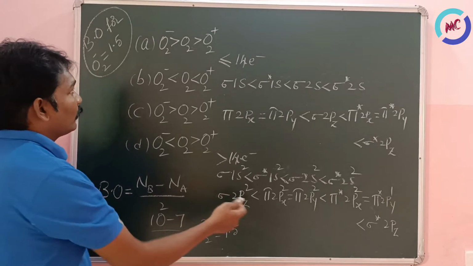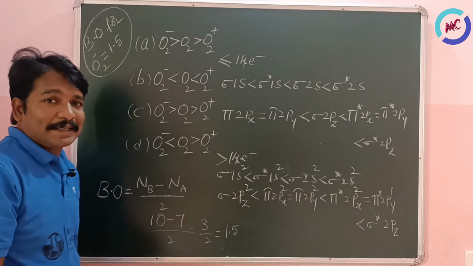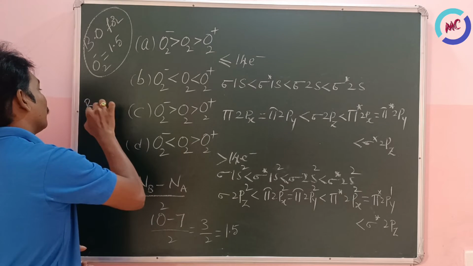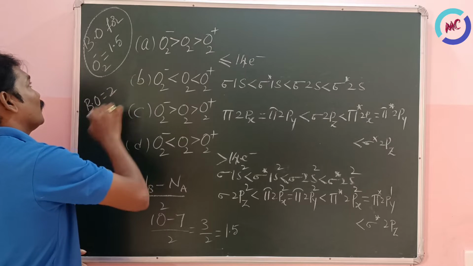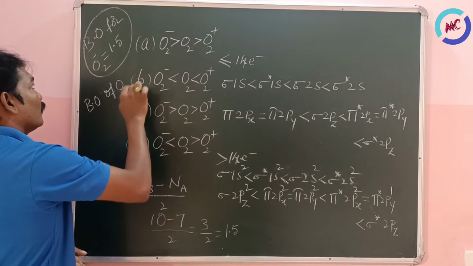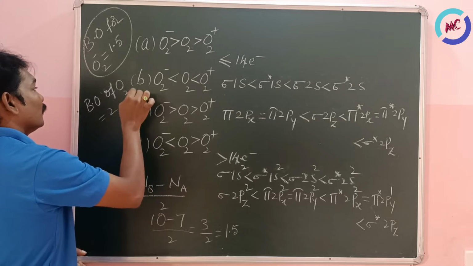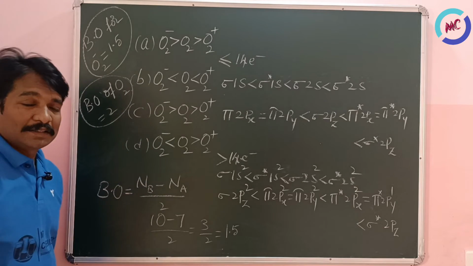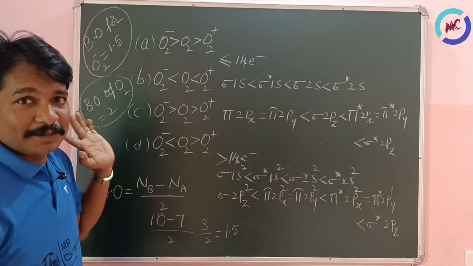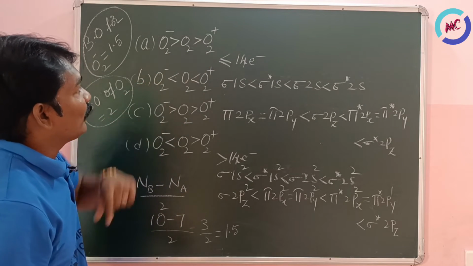Okay. Now O2. O2 we already calculated in two different things. What is the bond order? The bond order for O2 is equal to 2. The bond order of O2 is equal to 2. We already calculated. That's why, instead of wasting time, I am writing directly. Okay. And the next one, O2 plus.